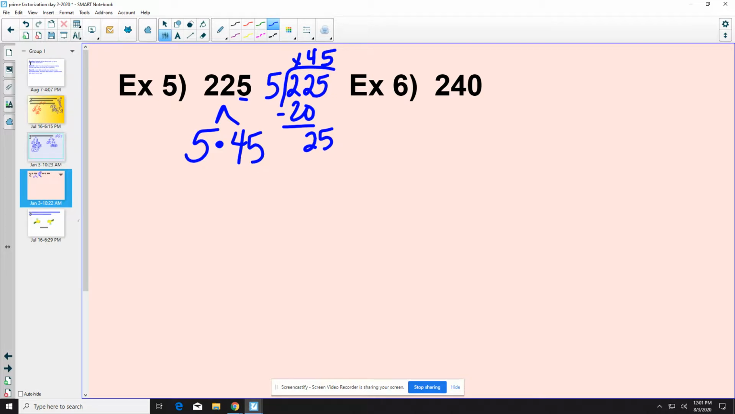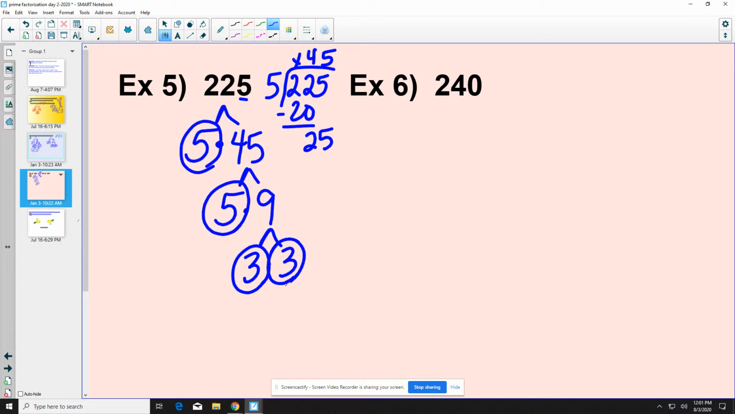Is 5 prime? Yes, only 1 times 5 is 5. Is 45 prime? No, there's something I can multiply to get 45. 5 times 9. Okay, now is 5 prime? Yes, only 1 times 5 is 5. Is 9 prime? No, we can take 3 times 3. Is 3 prime? Yes. So I'm going to circle my 3's.